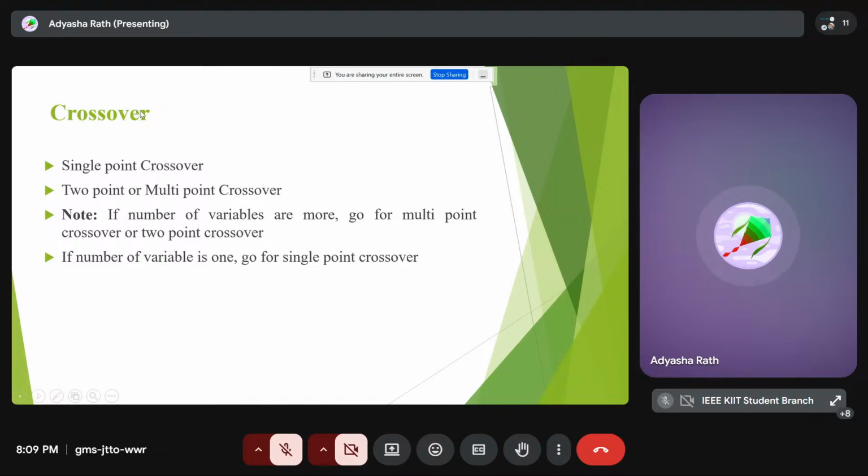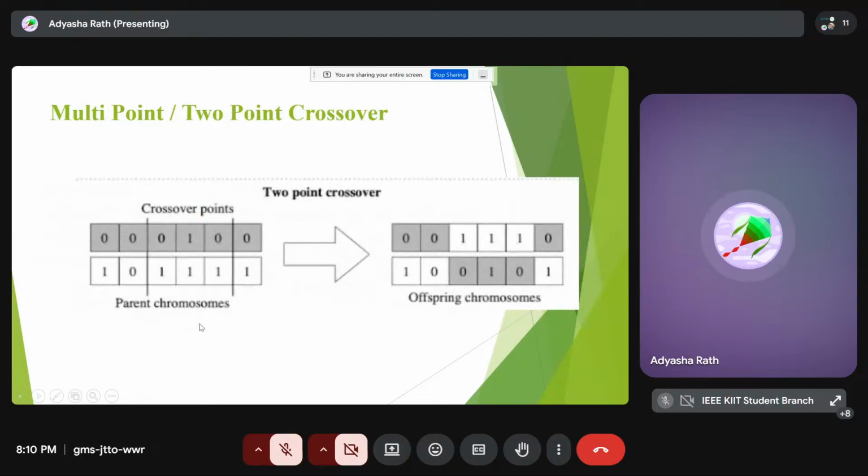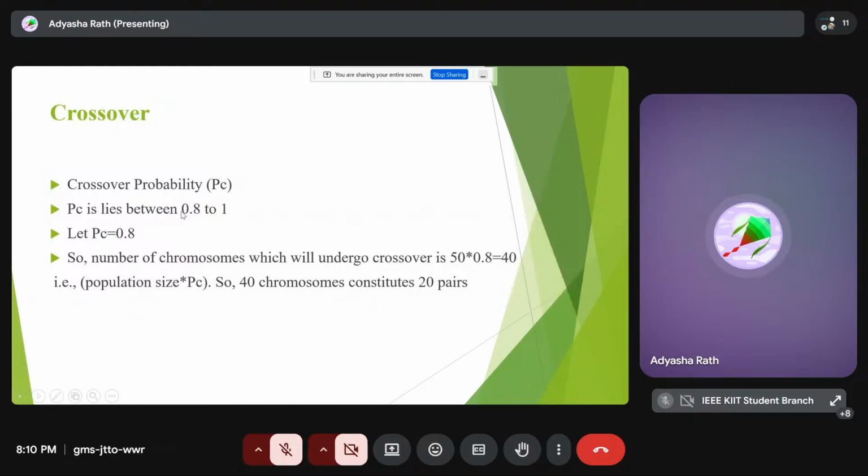Then coming to crossover. Crossover means there will be parents and children. There are different types of crossover: single point crossover, 2 point, or multi-point crossover. If the number of variables is more, we can go for multi-point or 2 point crossover. If the number of variables is one, we can go for single point crossover. Here you see the crossover point. There are parent one and parent two, and these will produce two children, child one and child two. The first half will crossover with the second half, and you see here 2 point crossover. For crossover, we have a probability called the crossover probability.